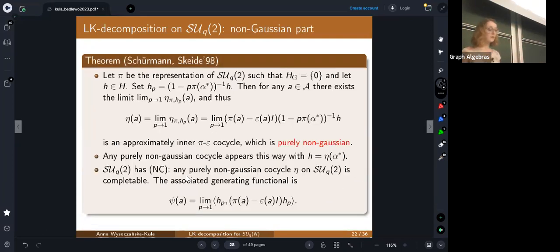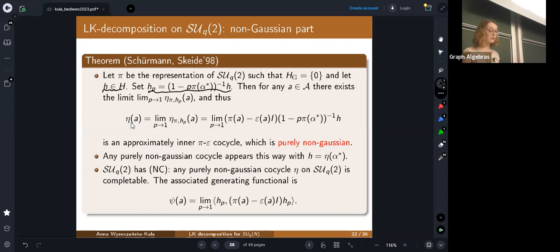And this was also studied by Schürmann and Skeide. So they studied the non-Gaussian part, this purely non-Gaussian part. And here, if we take a representation that has no longer a Gaussian part, yes, so this is this purely non-Gaussian case, and we take any vector from a Hilbert space on which it lives, then we can define a cocycle as a limit of coboundaries with these specific vectors h_p as here.